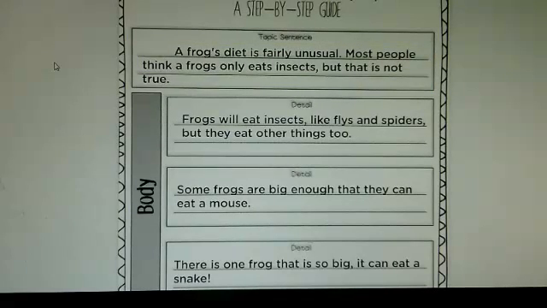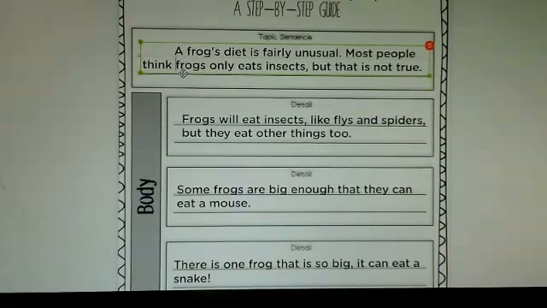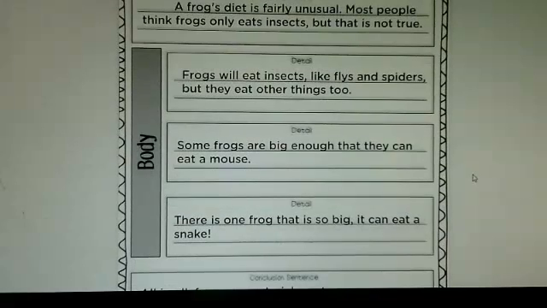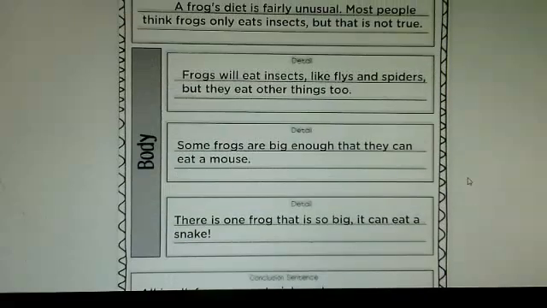Most people think frogs only eat insects, but that is not true. Frogs will eat insects like flies and spiders, but they eat other things too. Some frogs are big enough they can eat a mouse. There is one frog that is so big it can eat a snake. All in all, frogs are not picky eaters.